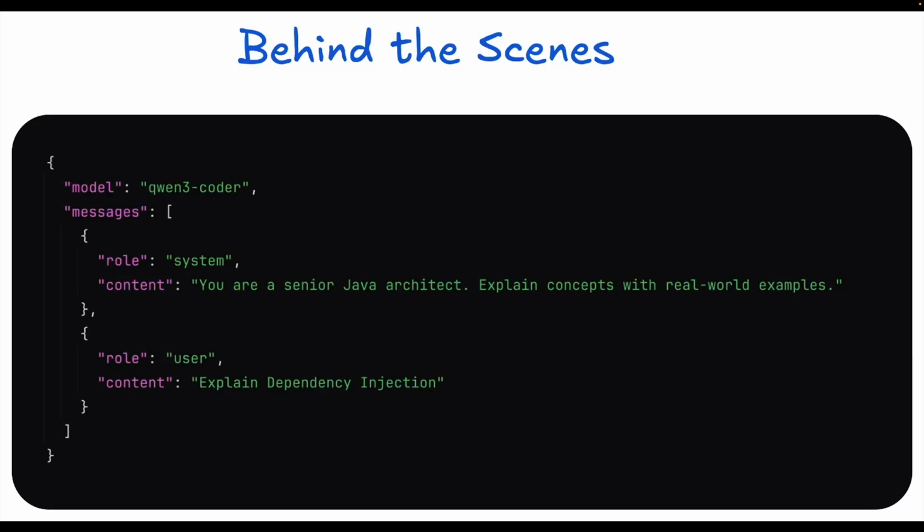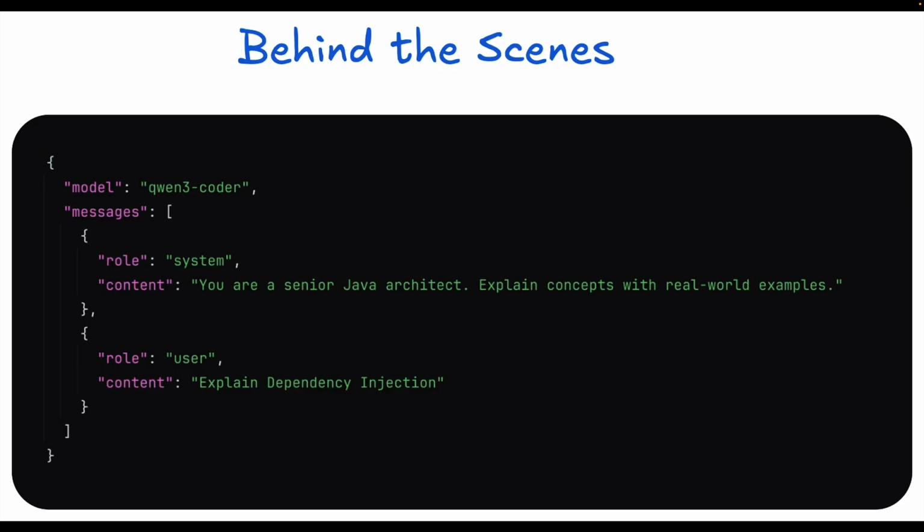Behind the scenes, Spring AI converts our code into an OpenAI compatible request. Although we don't write the JSON ourselves, it looks conceptually like this. Notice that both the system and user messages are sent together. LM Studio forwards this request to Qwen3 coder. The model reads the system message first. Only then does it answer the user message.